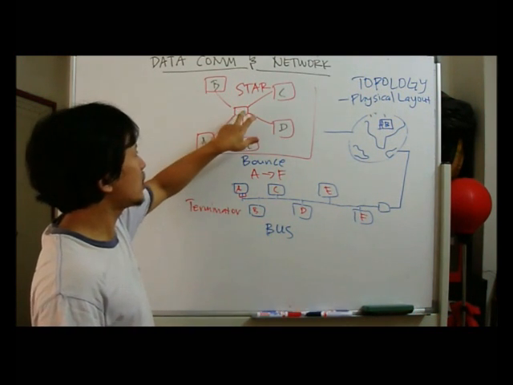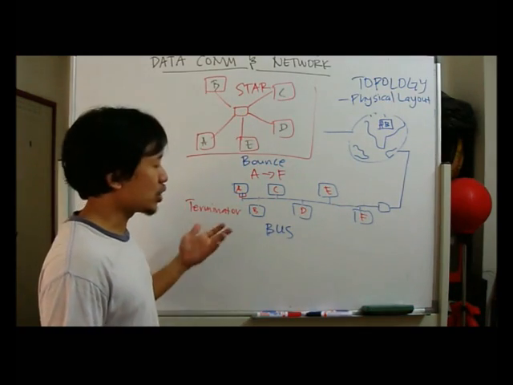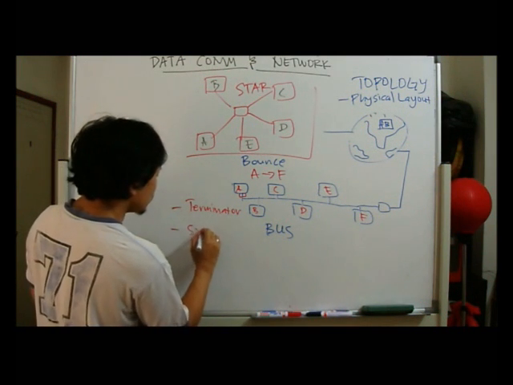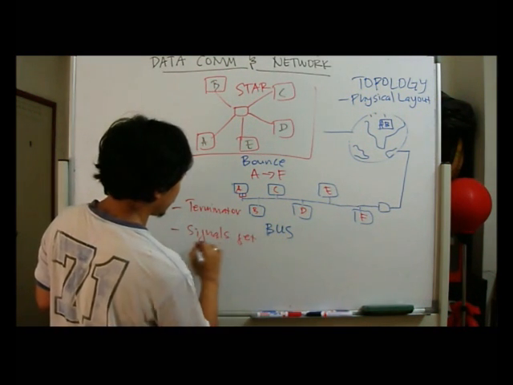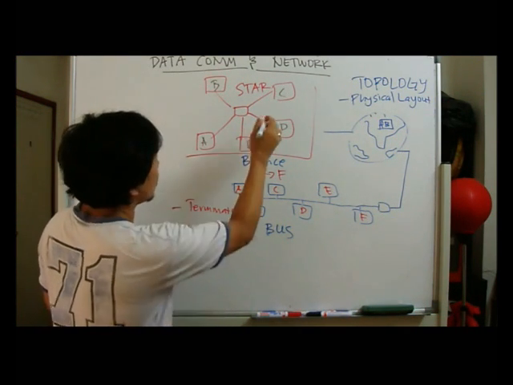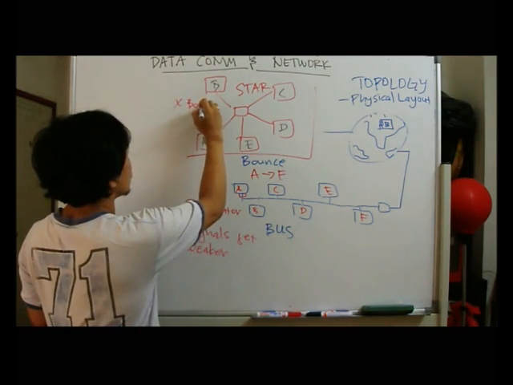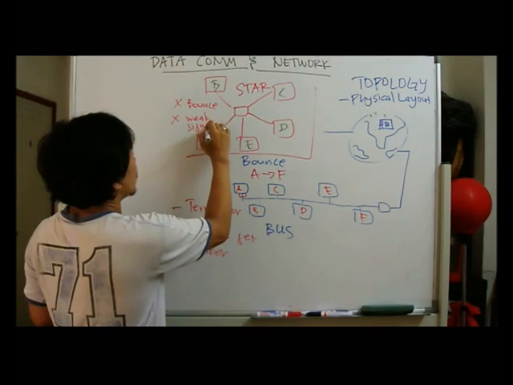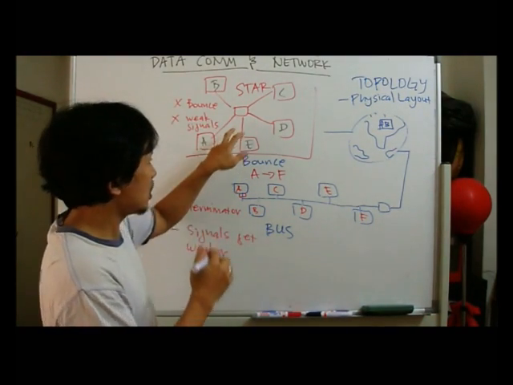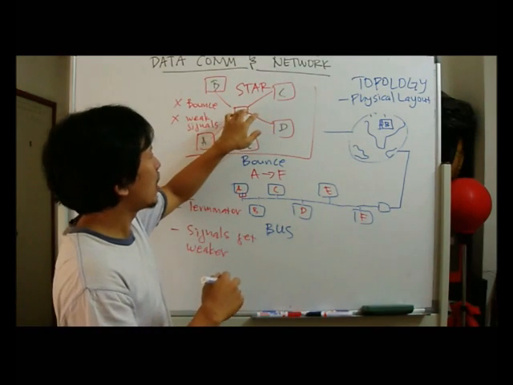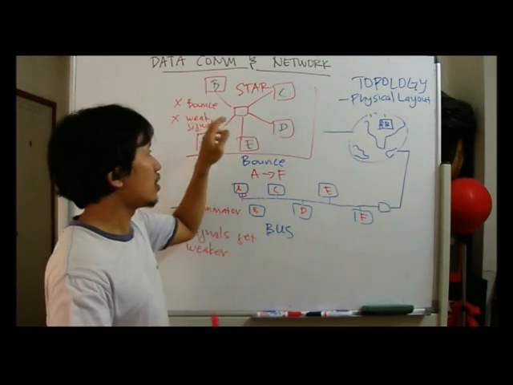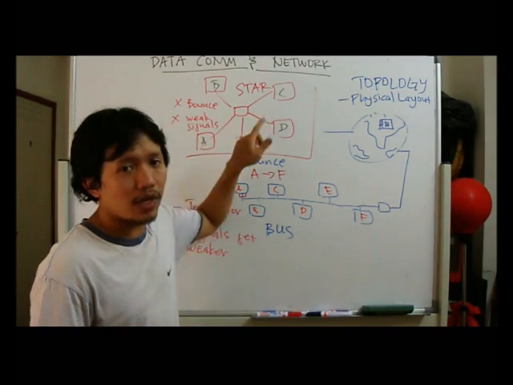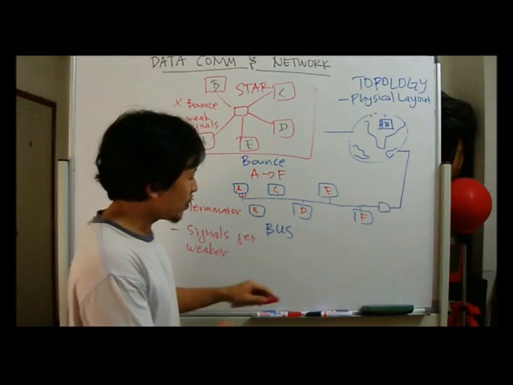As well, because it's pretty straightforward with the hub at the center, there is no problem of weakening signals. In the bus, signals may get weaker. Here with star, there is no bounce and no weak signals, because everyone is pretty much equal, in the sense that each and every one of them is connected to the hub. The disadvantage of this network is, of course, that if the hub gets broken, then the whole network is down.